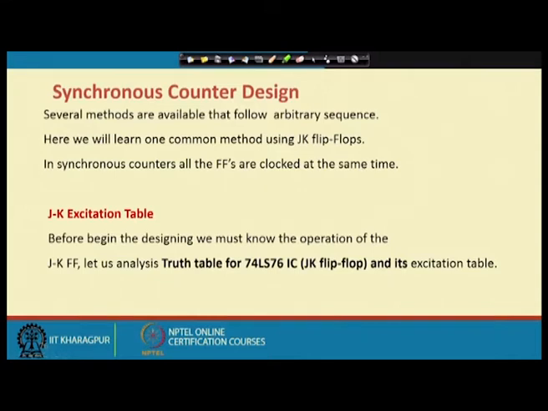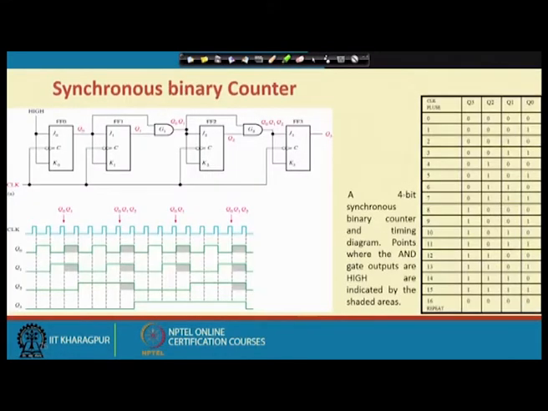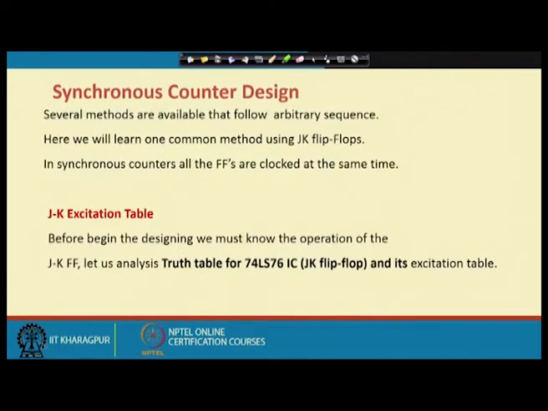So, how do we design a synchronous counter? The example that I have shown you seems to land on a particular design all of a sudden, but how do we come to that? For that purpose, there are several methods available that can follow an arbitrary counting sequence.